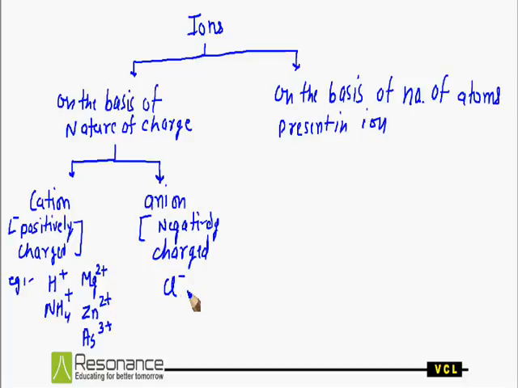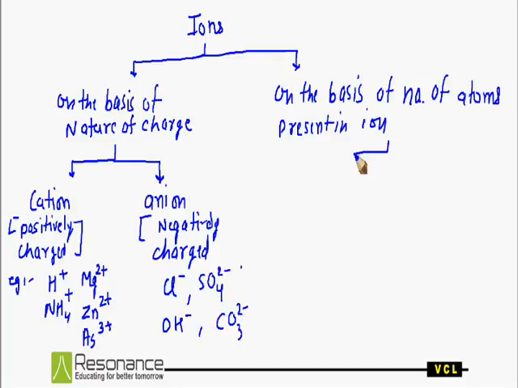And now we can take examples of anions. Cl minus, it is a chloride ion and it has 1 unit of negative charge. SO4 2 minus, it is sulfate ion, it has 2 units of negative charge. And OH minus is hydroxide ion and it has 1 unit of negative charge. And CO3 2 minus is carbonate ion and it has 2 units of negative charge. So all of these are anions because they have negative charge.